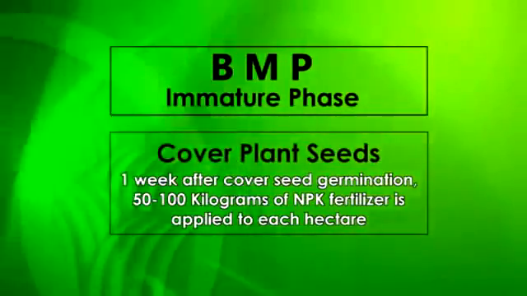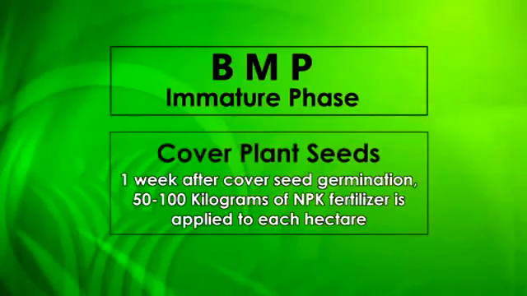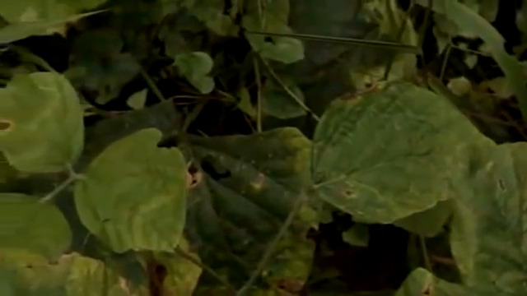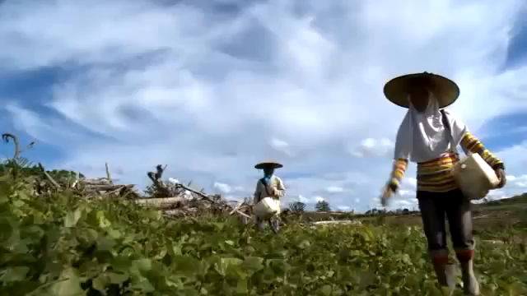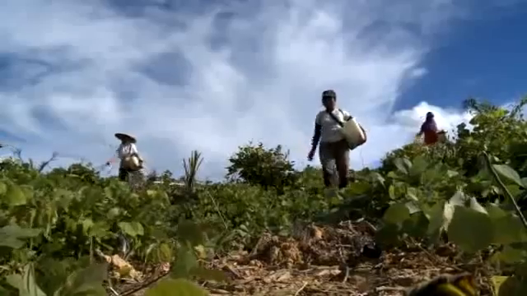1 week after cover seed germination, 50 to 100 kilograms of NPK fertilizer is applied to each hectare to accelerate plant growth. Legumes with small dark-colored leaves have a phosphorus deficiency induced by low soil fertility conditions. To correct this, 1 ton of reactive rock phosphate is applied.